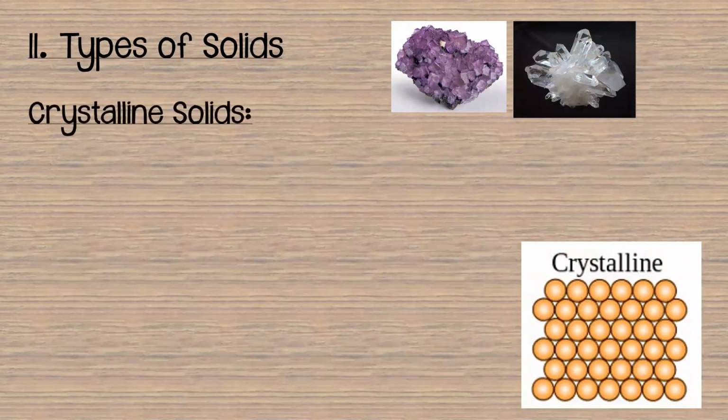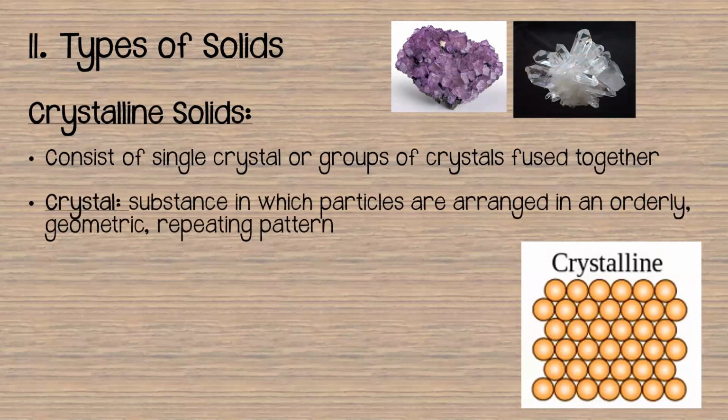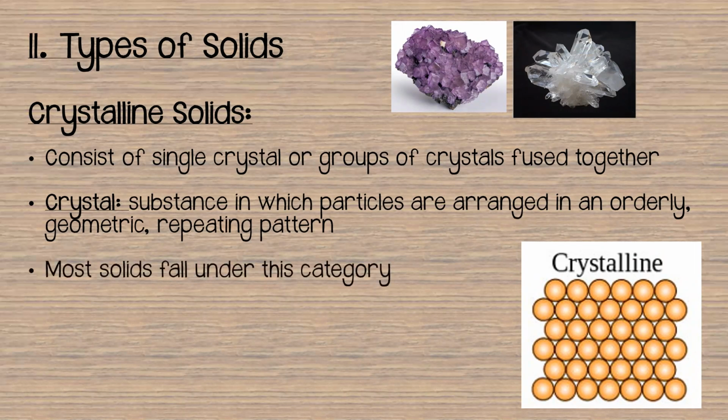So, types of solids. The first is called crystalline solids, and these consist of crystals, either a single crystal or multiple crystals fused together. The definition of a crystal is a substance in which particles are arranged in a very orderly, geometric, and repetitive pattern. Most of our solids do fall under the crystalline category. Examples include ice, diamonds, salts, and gemstones.